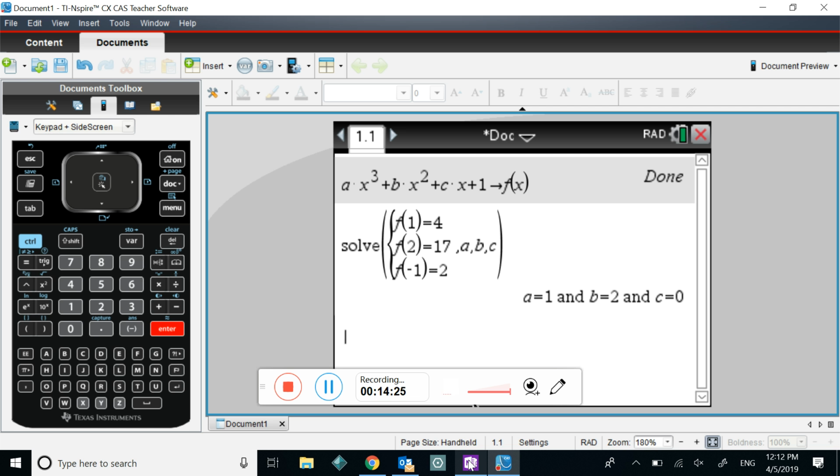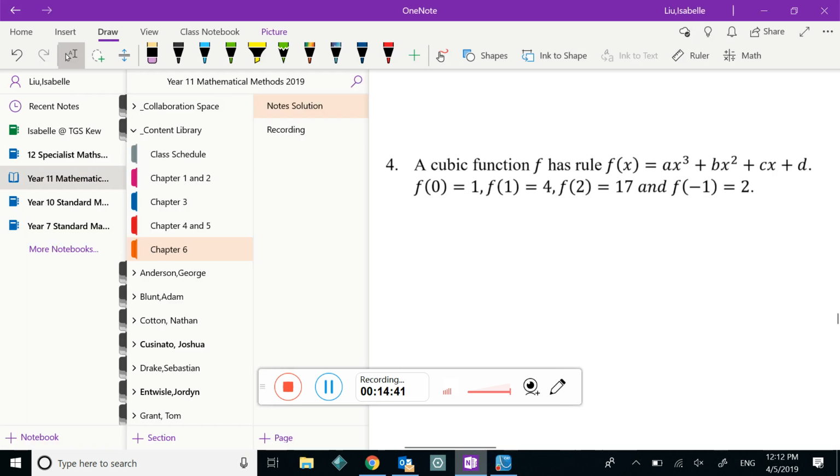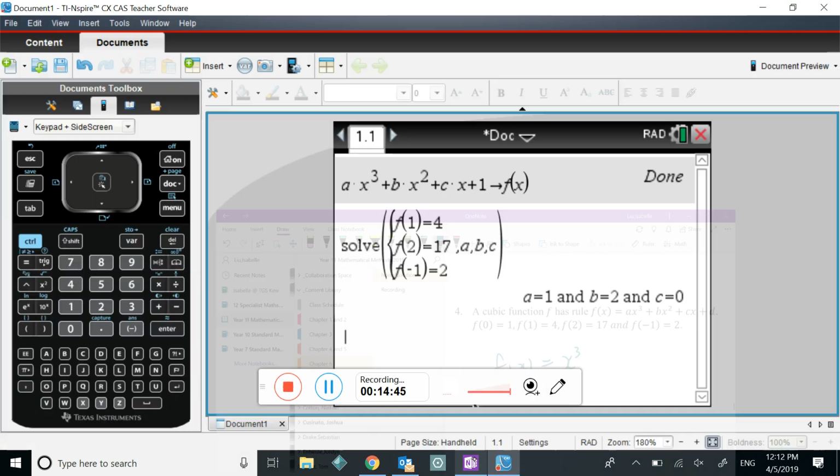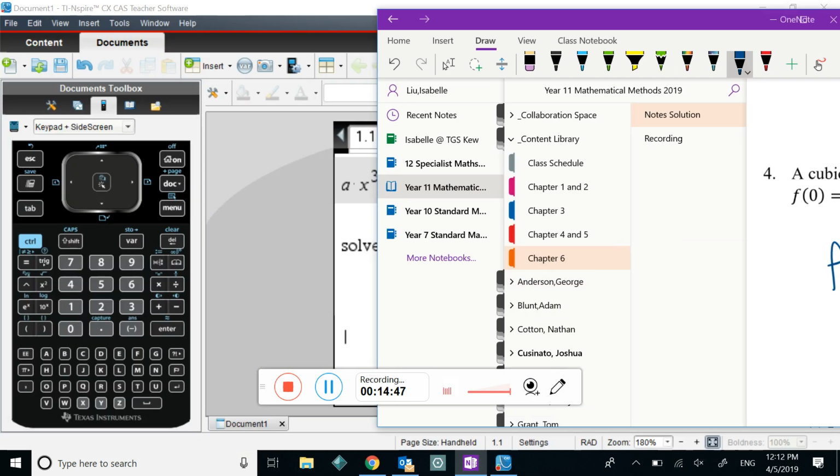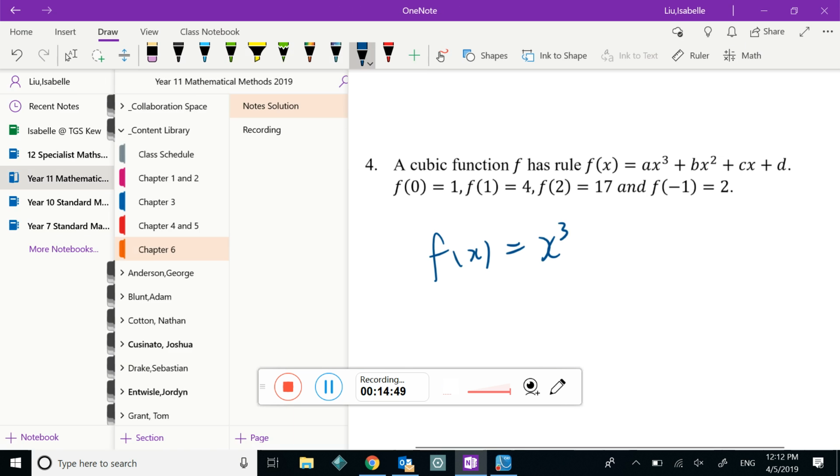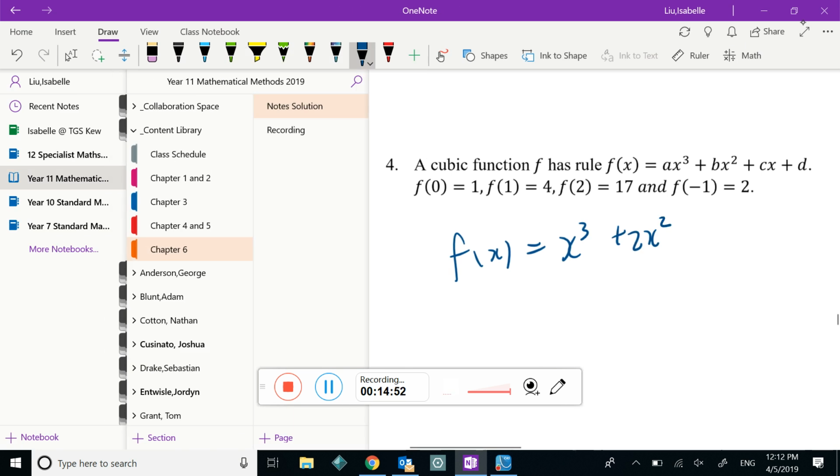The plus 1 is f(0) equals 1, that's the y-intercept, and I directly replace it with d. But you can still solve 4 equations and put f(0) equals 1 there, no problem. I just define it that way because I can see it. So the answer we have here is f(x) equals 1x cubed plus 2x squared plus 0x plus 1.